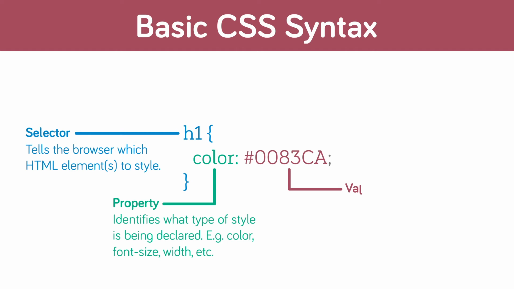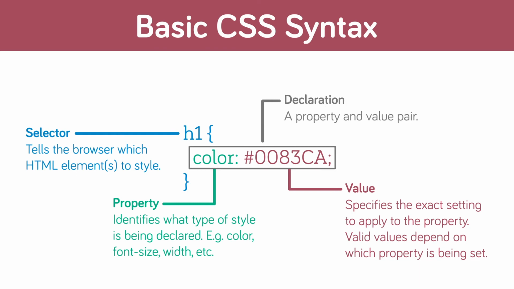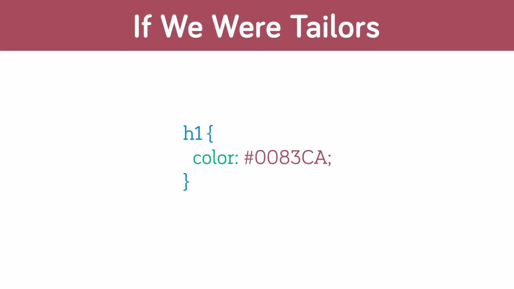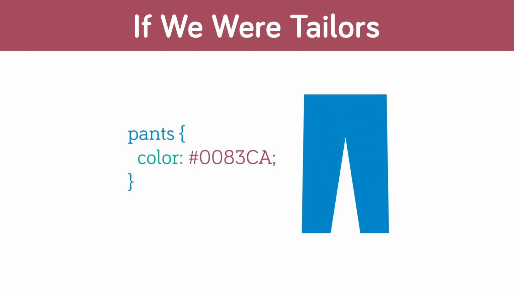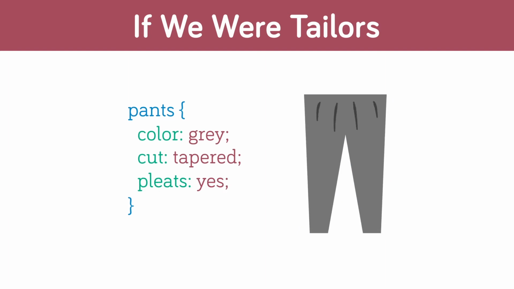Finally, we apply a value to that property to tell it exactly how we want it to look or behave. Every value is always followed by a semicolon. A property and value pair is called a declaration. Let's go back to our metaphor of a website as a suit of clothes. First, we would need to identify the particular item of clothes we were working on using a selector. Then we'd set a value for each particular property, such as what color to make them, or what cut to use, or whether to include pleats.